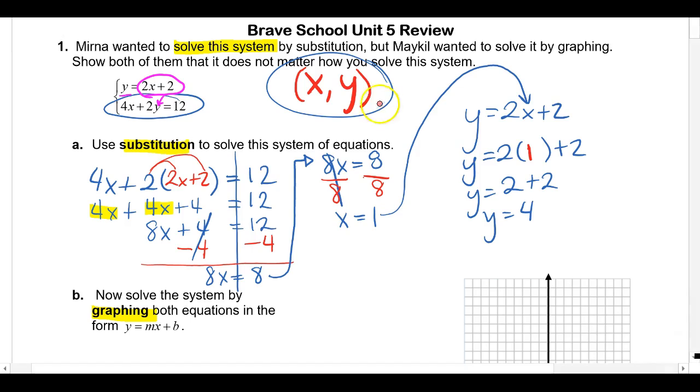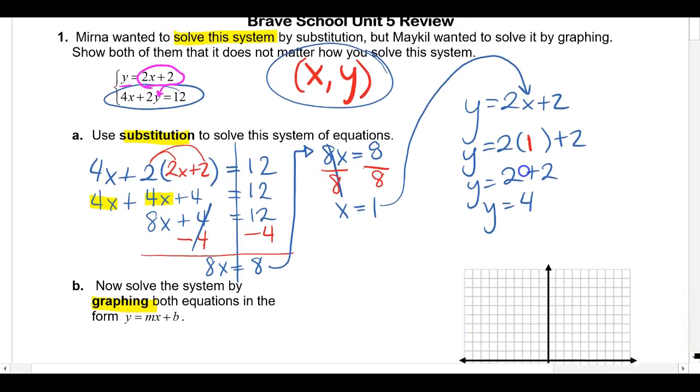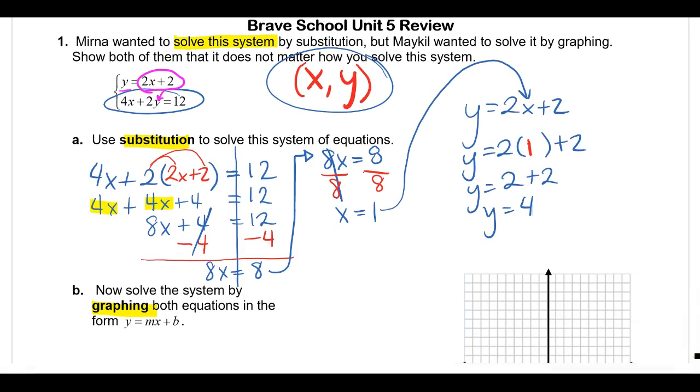Because now you need to write it as a solution, as a point, or as some of you say in your other classes, as an ordered pair. So now I have the parentheses, and the first number is the x value, which is 1, and the second is the y value, which is 4. And there is my solution: x equals 1 and y equals 4.